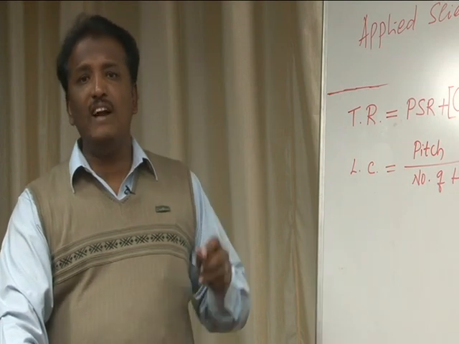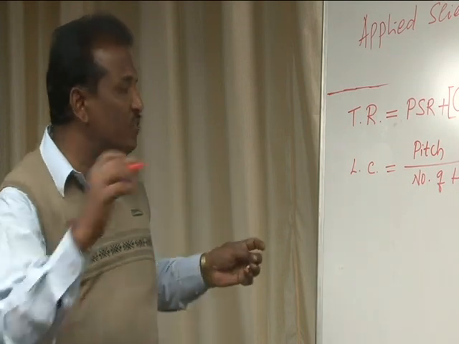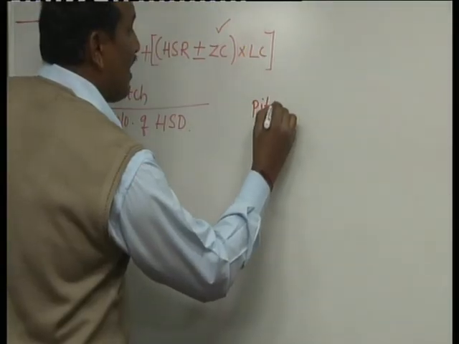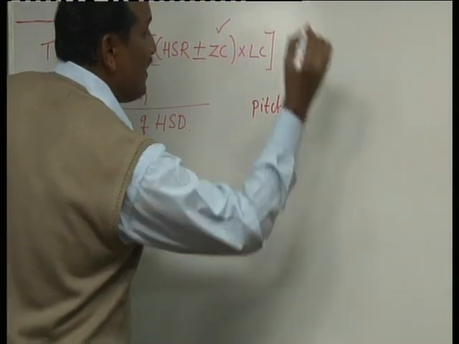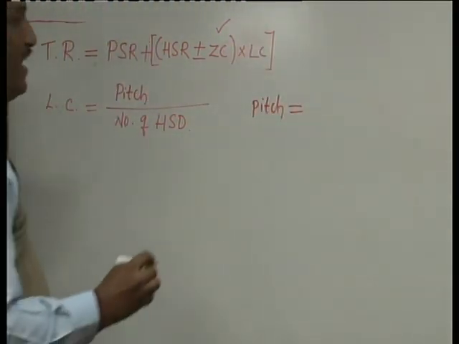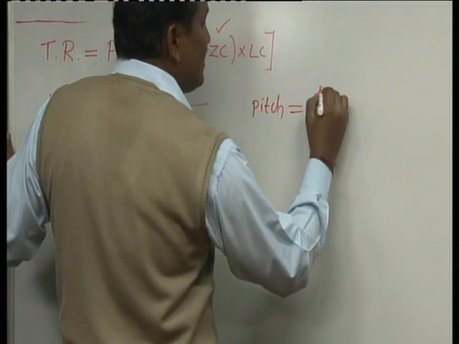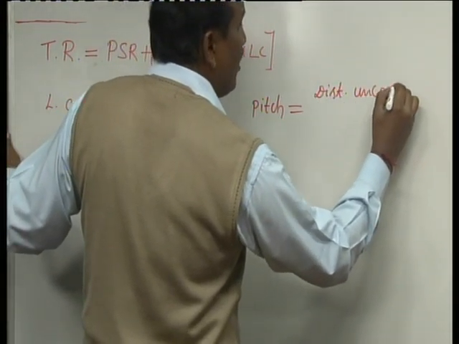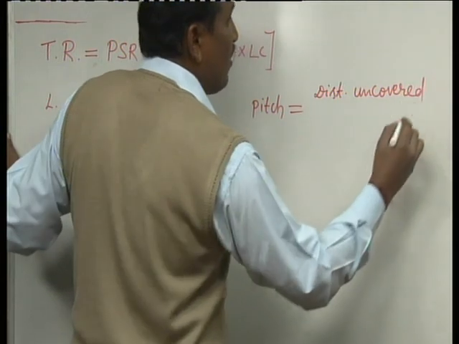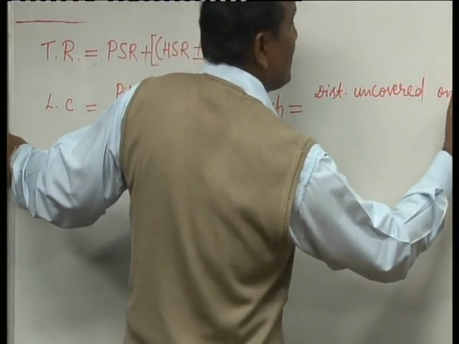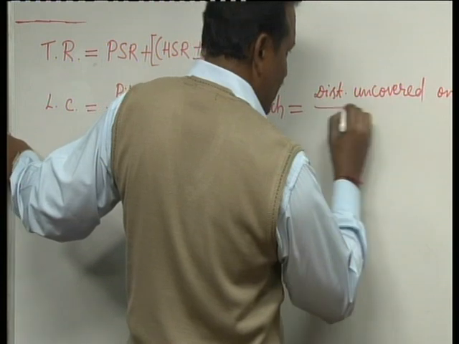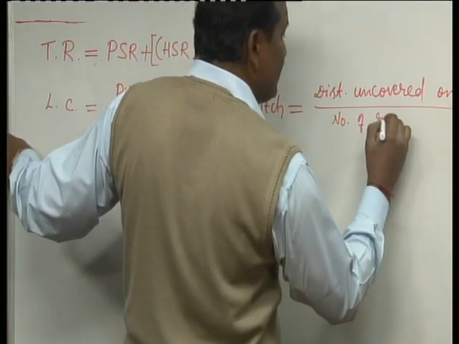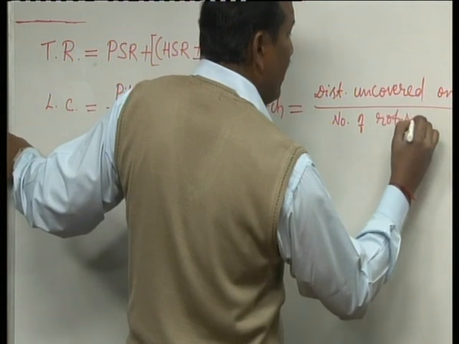So how do we find that constant distance in your screw gauge? You can define the pitch in your screw gauge as the ratio of the distance uncovered on the pitch scale, in millimeters, to the number of rotations given to the head.